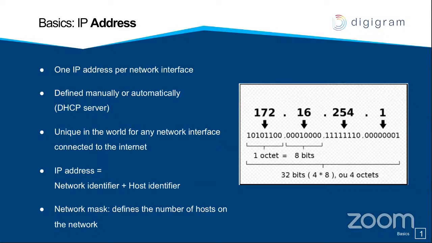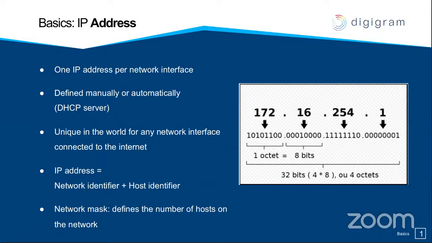You have one IP address per network interface. The network interface is your Ethernet port, or your Wi-Fi connection has an IP address. It can be defined manually or automatically depending on the network, and it is unique. It is not only unique in your house, but your literal internet service provider and your modem, so to speak, has its own public IP address, and it's unique anywhere in the world.